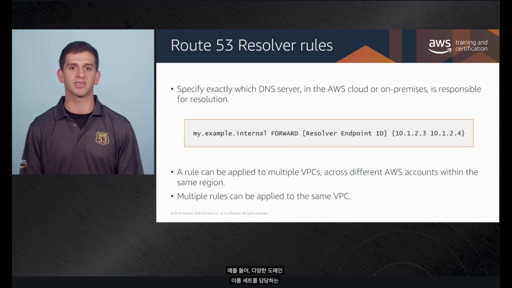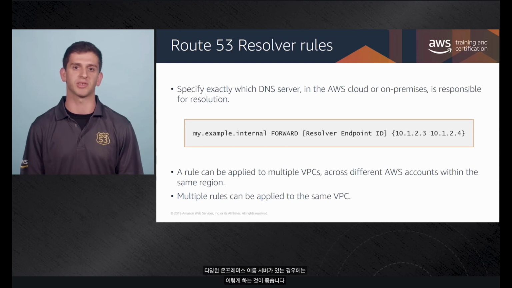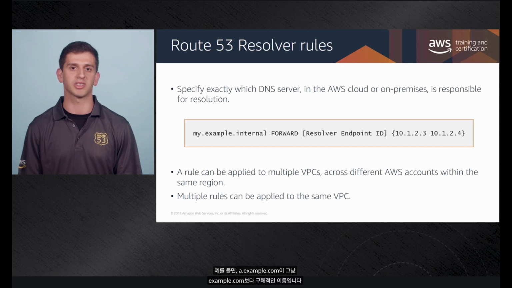You may want to do this, for example, if you have different name servers on premises responsible for different sets of domain names. If 2 similar names applied to the same VPC have conflicting rules, the rule that is most specific wins. For example, a.example.com is a more specific name than just example.com.